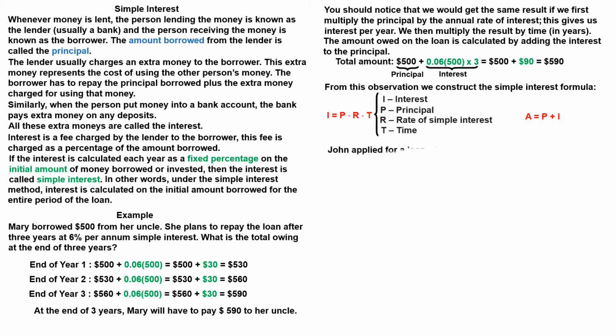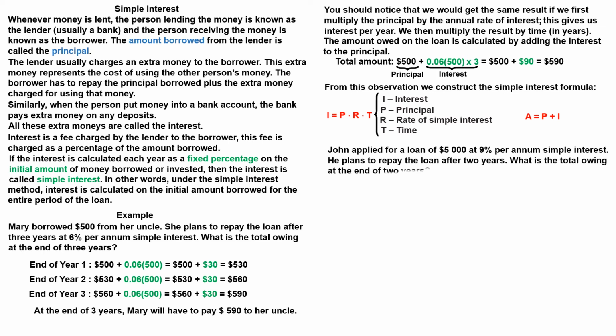John applied for a loan of $5,000 at 90% annual simple interest. He plans to repay the loan after 2 years. What is the total owing at the end of 2 years? Write the simple interest formula. Substitute principal by 5,000, rate of simple interest by 90% in decimals, and time by 2. Then perform the calculation. Simple interest owed is $900.